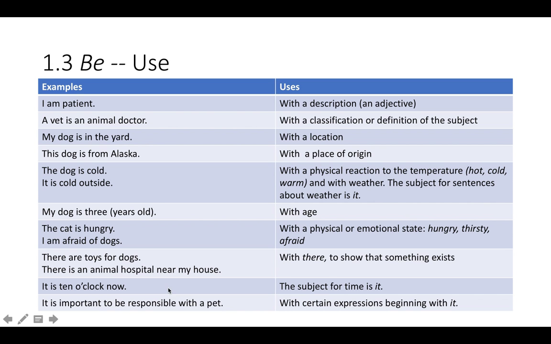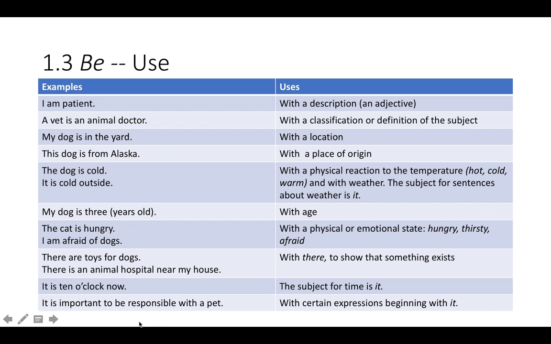When I talk about time, it is 10 o'clock now. I use it, and then I use is. So I can say it is 10 o'clock, it is 4 o'clock. I can say it is Monday, it's November now. I use this it to talk about time.